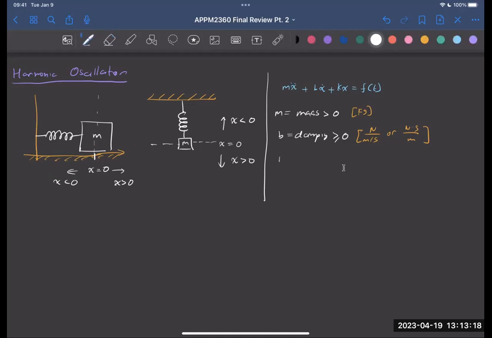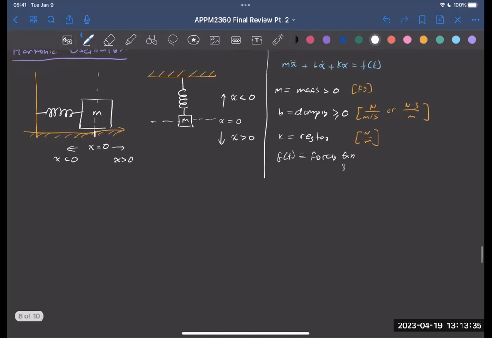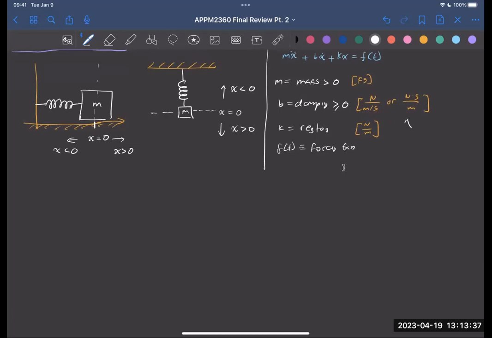The constant k is your restoring constant, and it has units of newtons per meter. You probably remember that from Hooke's law. And then f of t is your forcing function. Just a quick note that if b is equal to 0, this is called undamped. And if f is equal to 0, then this is called unforced. This k value is usually something that we have to determine. So how do we get k?